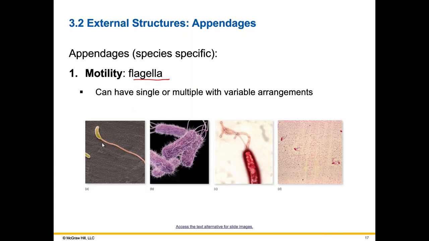So you see this individual cell has 1 flagellum. Some bacteria can have multiple flagella, and there's various different arrangements they can have. As you can see, this bacterium has multiple flagella that are all over its body. This one looks like it has 1, 2, 3, 4 flagella that are on the end of it. They're not all over its body, just on the end.